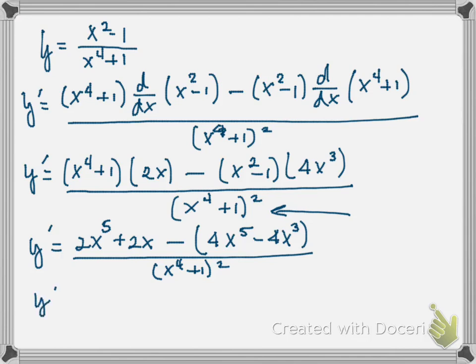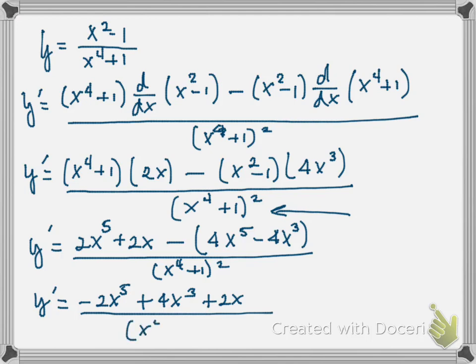And one more line to simplify. This minus sign is going to distribute across the parentheses. So we have a 2x to the fifth minus a 4x to the fifth, so that's a negative 2x to the fifth, minus a negative 4x cubed is plus 4x cubed, and then plus 2x, divided by our denominator. And this is our derivative right here.